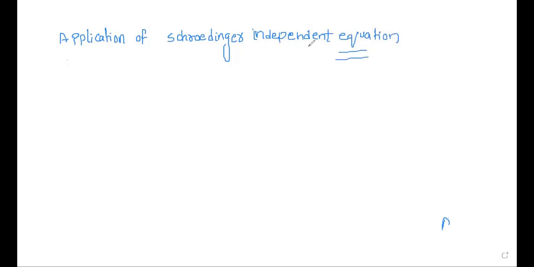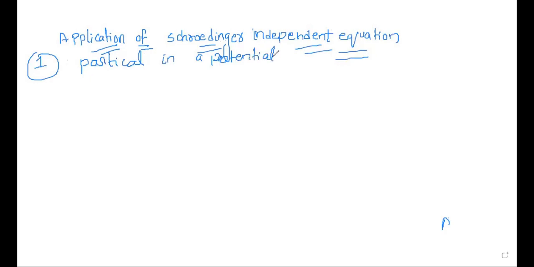So where can we use the Schrodinger time independent equation? The application we are dealing with is a particle in a potential box. Particle in a potential box is one of the applications of the Schrodinger time independent equation. So let us see what this potential box is.